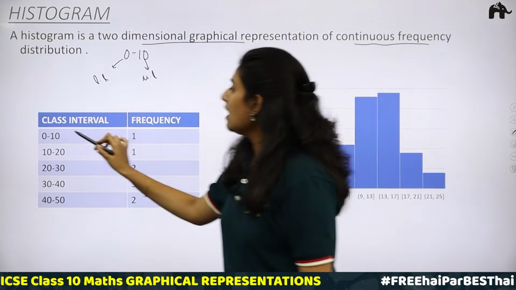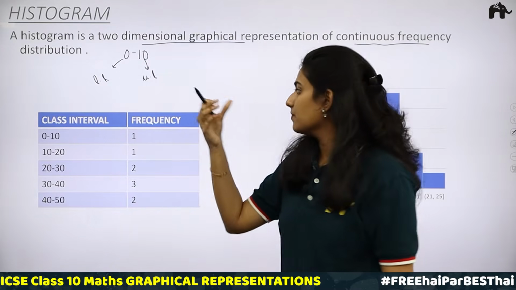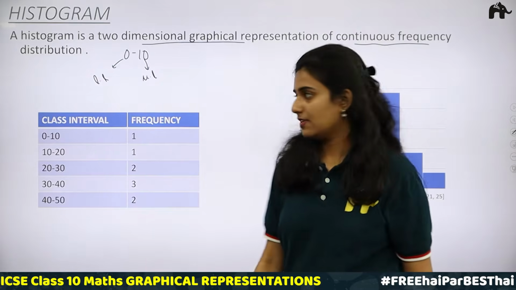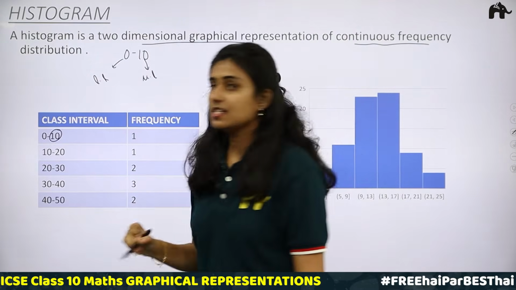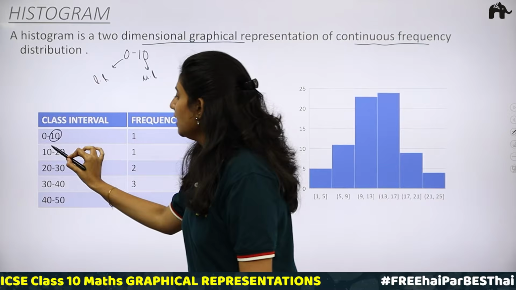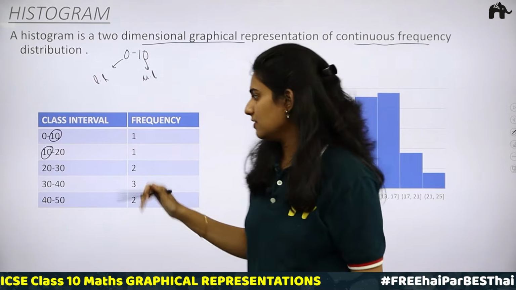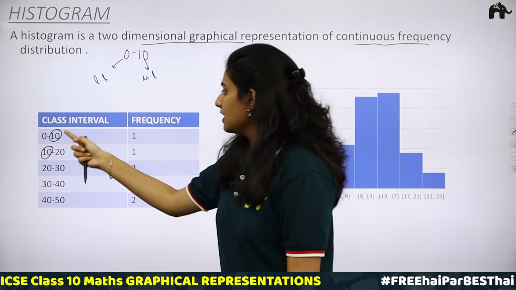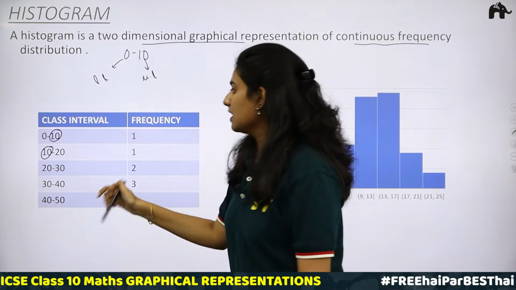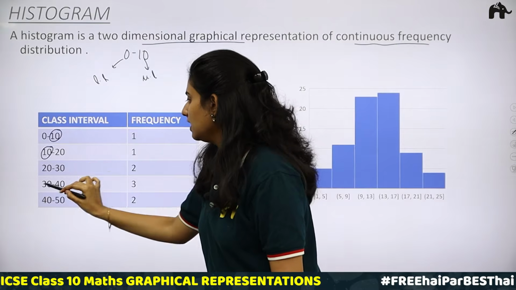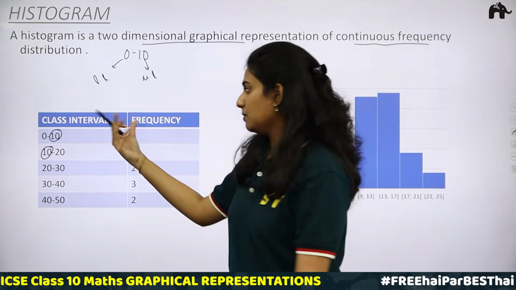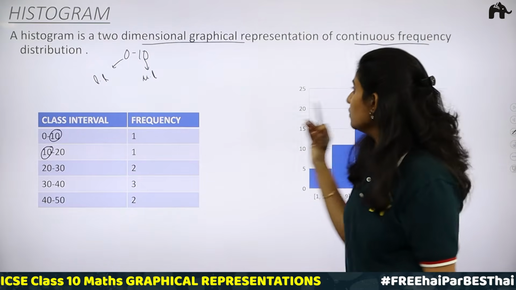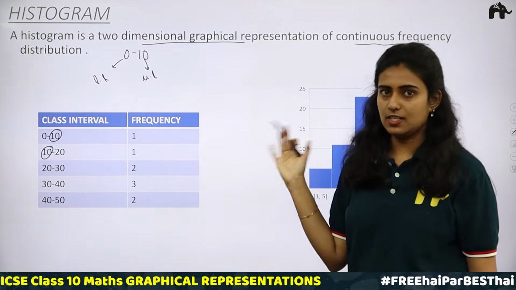Now, when the upper limit of the first interval is equal to the lower limit of the second interval, check this value. Here we have 10 as the upper limit of the first interval, and in the next consecutive interval, 10 is the lower limit, which means there is a continuity. Same value here. Here we have 20, 20, 30, 30, 40, 40. The upper limit of the first interval and the lower limit of the second interval are equal. In that case, we call it a continuous frequency distribution.